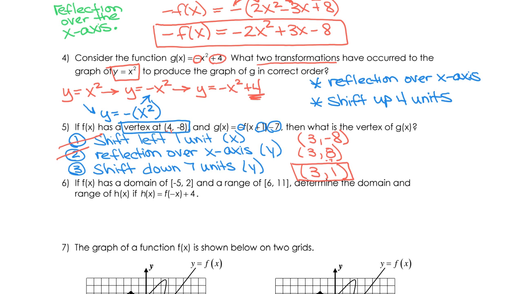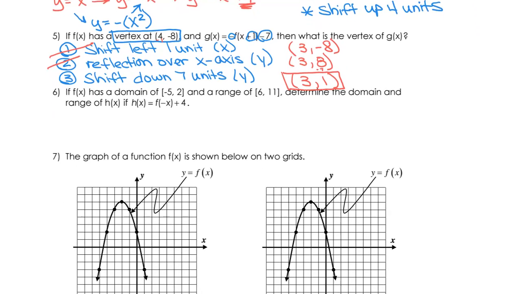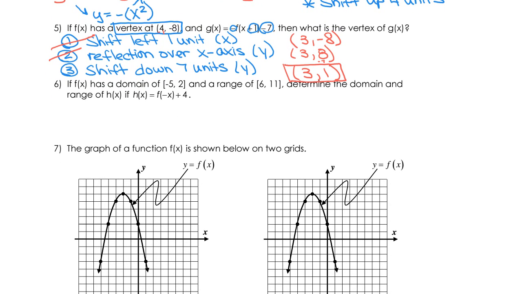Number 6. It says if f of x has a domain of negative 5 to 2 and a range of 6 to 11, determine the domain and the range of h of x. Okay, so we got a couple things in here. We have the negative with the x and the plus 4. So only 2 transformations are occurring to this. The very first one to be talked about is within the parentheses. You see that negative, you're changing the x, which means it's a reflection over the y-axis.